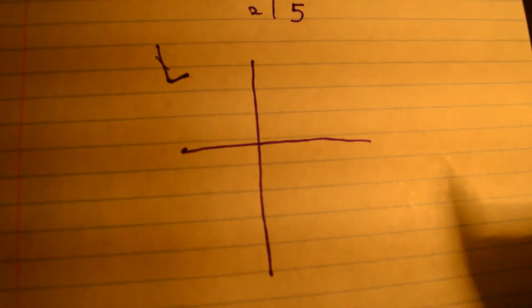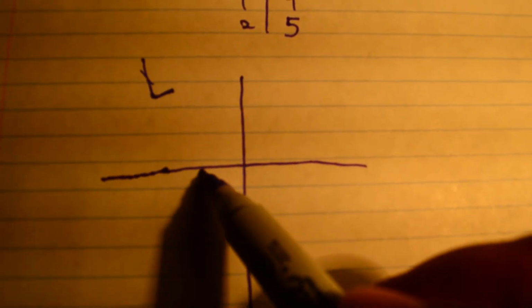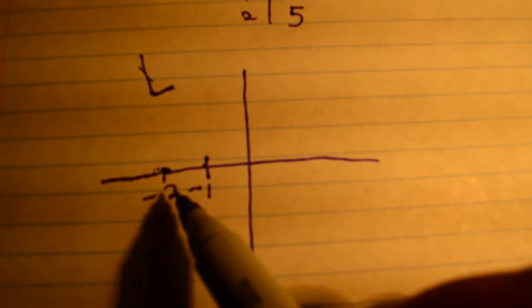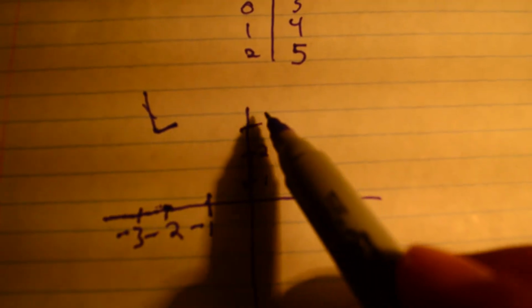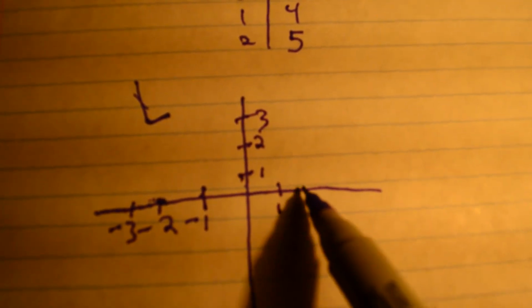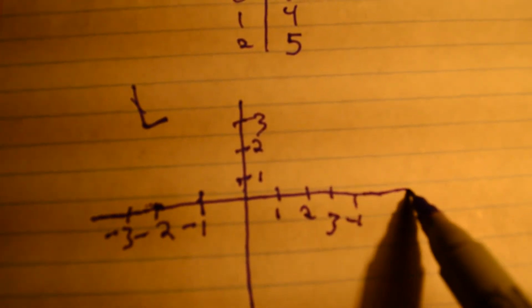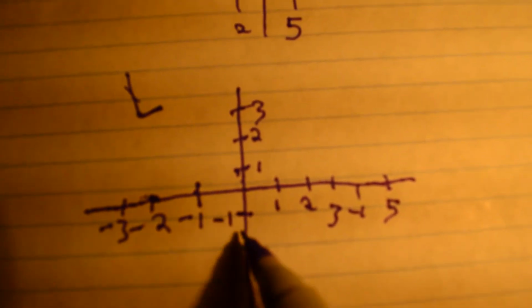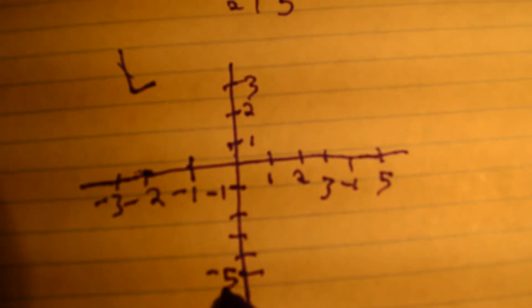There we go. Okay, so now with your graph, you make your points, right? -1, -2, -3, 1, 2, 3, 1, 2, 3, 4, let's go all the way up to 5. -1, 2, 3, 4, 5, let's say it's -5.